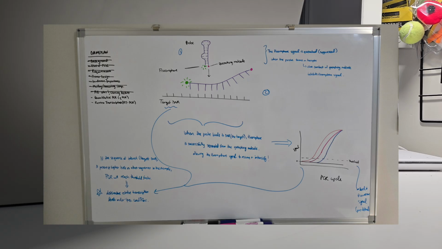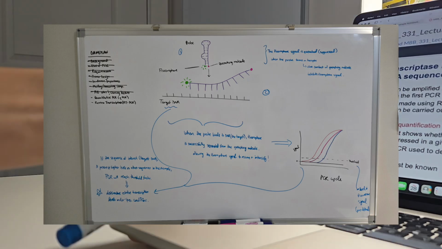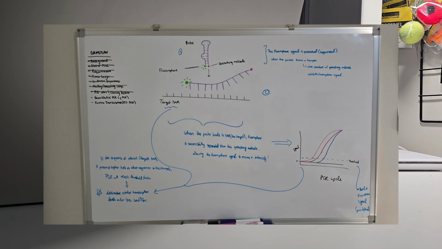Okay, so what basically happens here is that the fluorophore is emitting a signal when there is a PCR product that is detected. And so if the gene of interest or your PCR product is at higher levels, then it will reach a predetermined threshold faster, and that will determine your relative transcription levels under specific conditions.